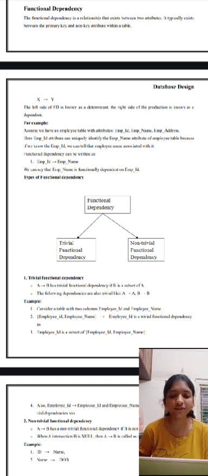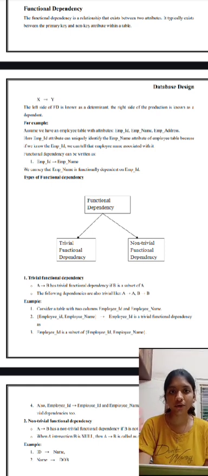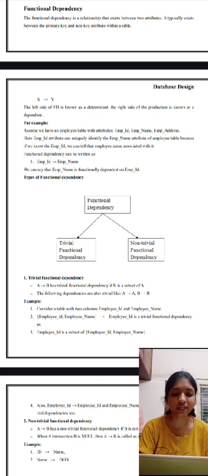Next, we come to non-trivial functional dependency. A implies B is a non-trivial functional dependency if B is not a subset of A. That means in a non-trivial functional dependency, B is not a subset of A.